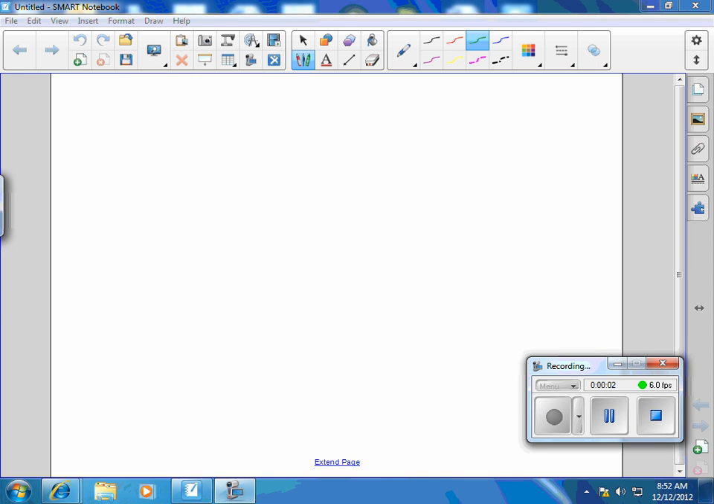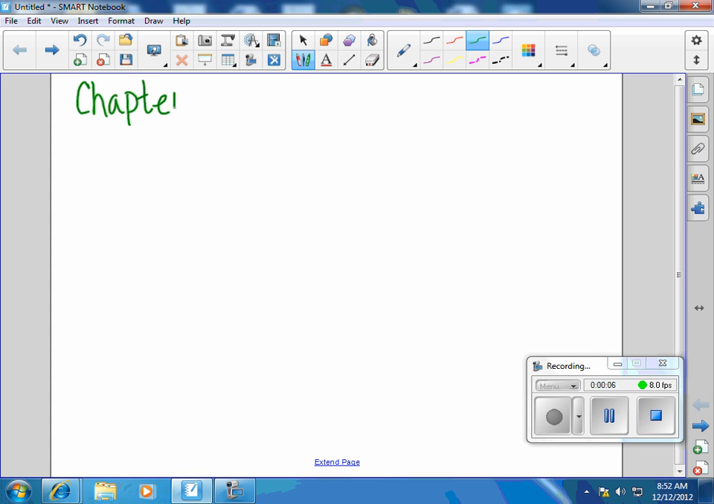Alright, chapter 7 is all about exponents. Let's review what exponents are. Remember, there are two parts in an exponent. So if we have something like this, it does not mean 2 times 3. It means that I have 3 2's.